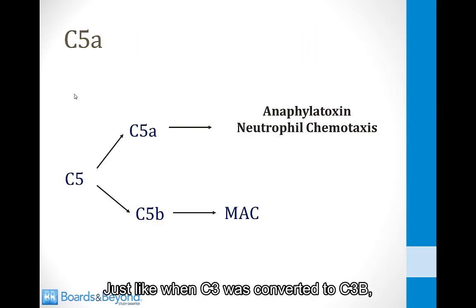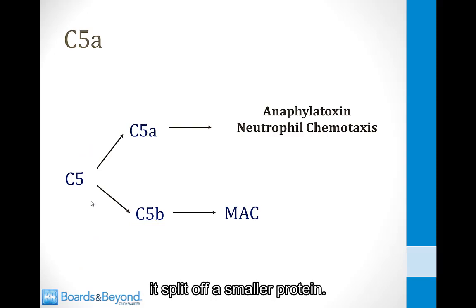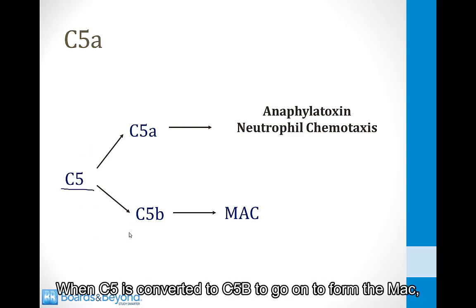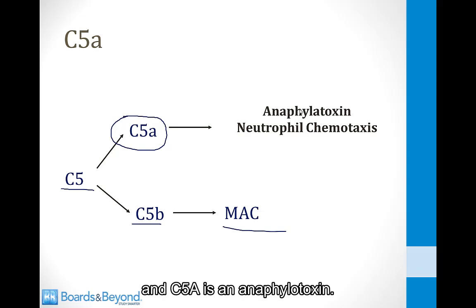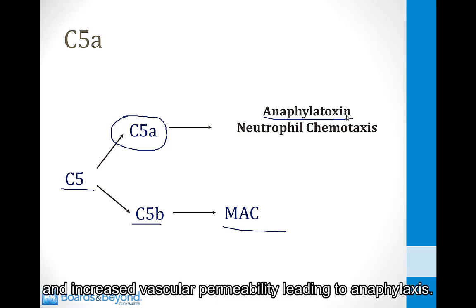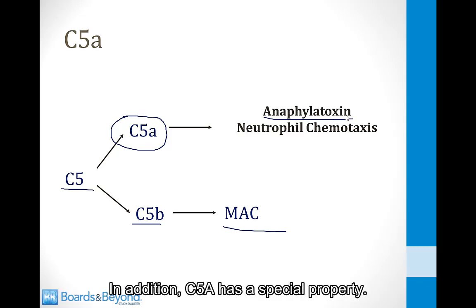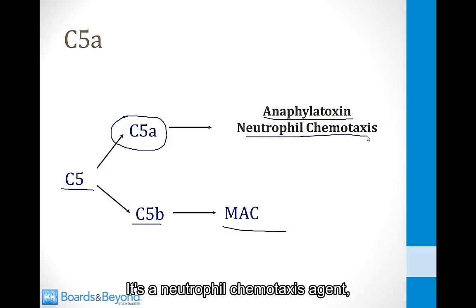Just like when C3 was converted to C3b, it split off a smaller protein, the same thing is true of C5. When C5 is converted to C5b to go on to form the MAC, it splits off a smaller protein called C5a. And C5a is an anaphylatoxin. It has the same properties as C3a. It can stimulate histamine release and increase vascular permeability, leading to anaphylaxis. In addition, C5a has a special property. It's a neutrophil chemotaxis agent, so it can draw neutrophils into the sites of complement activation.